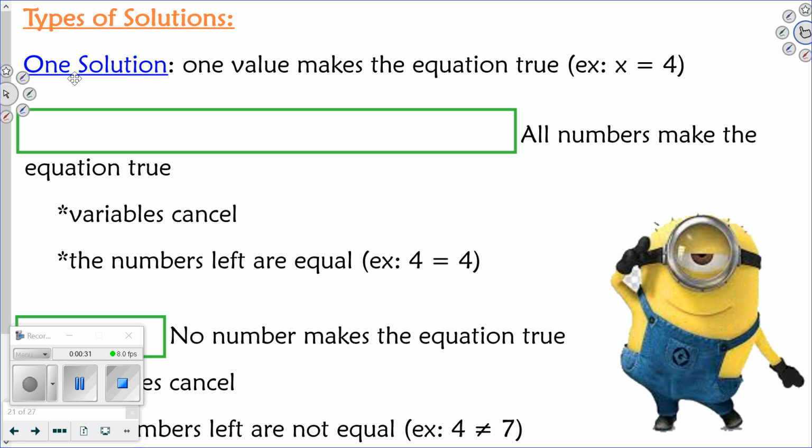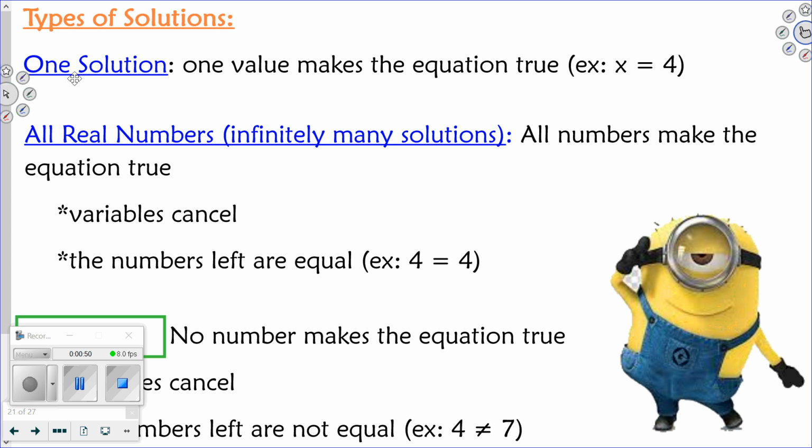So the first thing that could happen is you get one answer, which everything yesterday, you got one answer, right? You went through, you got x by itself or whatever the variable was, x equals 4. We got a number. It may not have always been a pretty number, but you were able to solve it. All right? But there's other things that can happen. Your variables can cancel out, and then you can get an answer of all real numbers or infinitely many solutions.